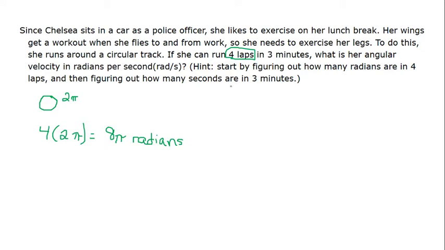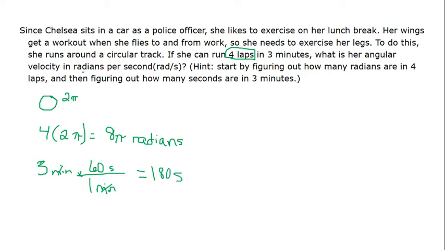And then figure out how many seconds are in 3 minutes. So we got 3 minutes. And multiply that times, I know that there are 60 seconds in every minute. So my minutes cancel out. 3 times 60 divided by 1, type it in the calculator, or if you know it, it's 180 seconds.